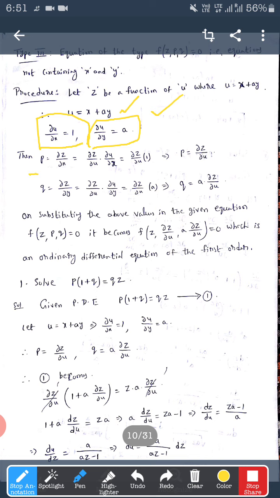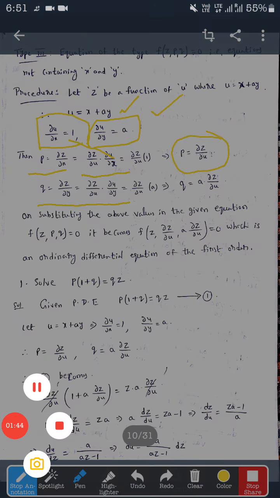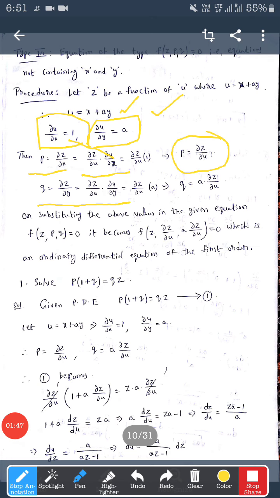Already we know that p is equal to dou z by dou x. So dou z by dou x can be written as dou z by dou u into dou u by dou x. This is the chain rule. From this I will substitute dou u by dou x is equal to 1 here. Then p becomes dou z by dou u. And similarly q can be written as dou z by dou u into dou u by dou y, which is equal to a into dou z by dou u. Then q is equal to a times dou z by dou u.